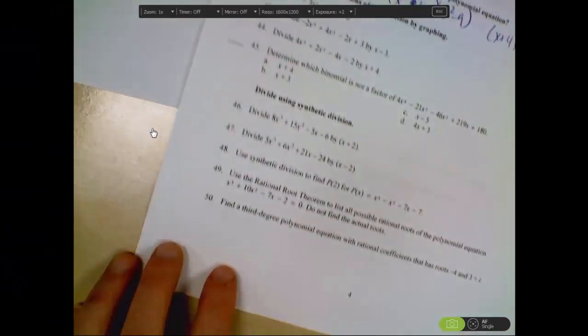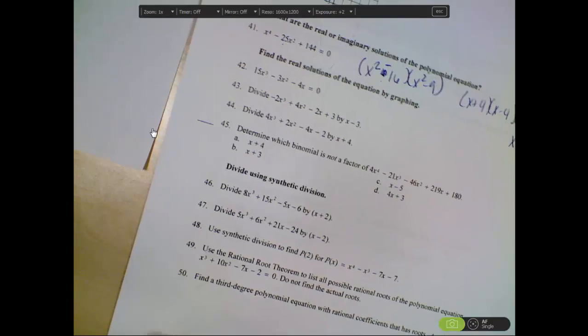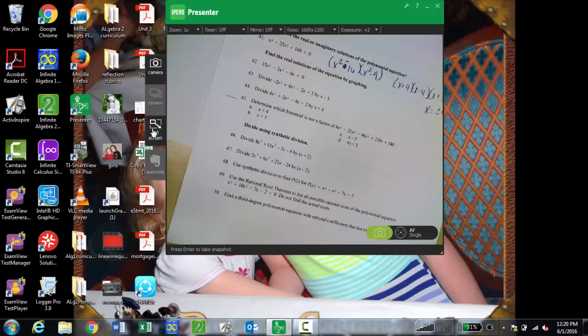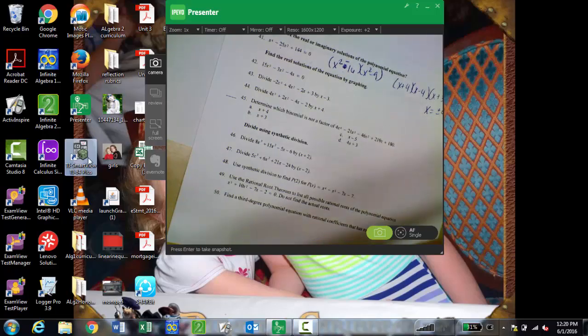Okay, I think I left off on number 42, find the real solutions by graphing. That simply means you plug it into the calculator and find the zeros. Actually, I'm not going to do it because that takes too long. But basically, you plug it into the calculator and find the zeros. So, let's move on.